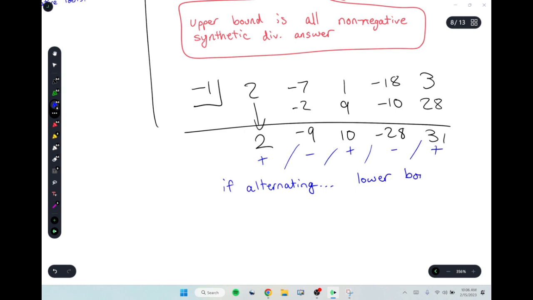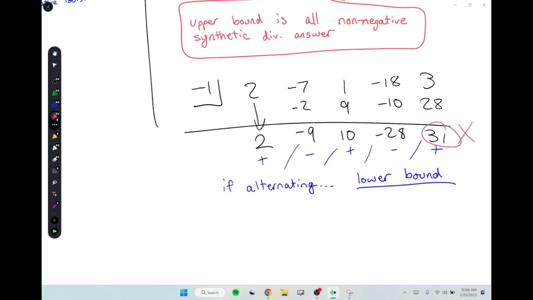And here's again the thing you said: why did we try negative 1? It's not a solution. That's true. That 31 means not a solution. I don't care that it's a solution. You know what numbers I now don't have to try in my synthetic? Anything below that now. Negative 2, or negative 3, or negative 4, or negative 5, or negative 6.